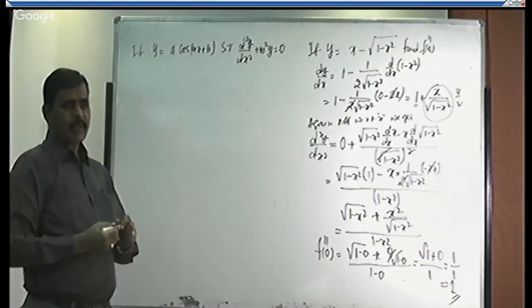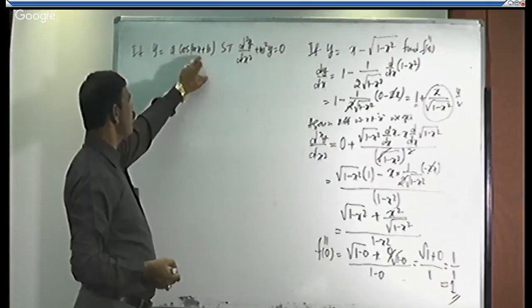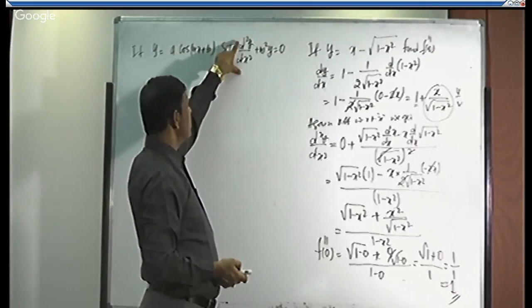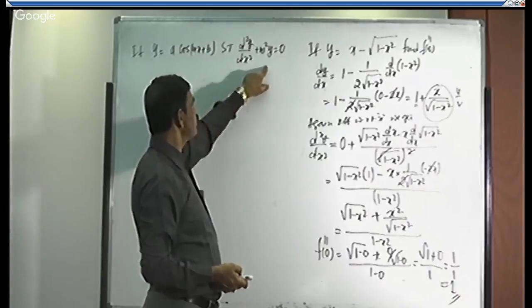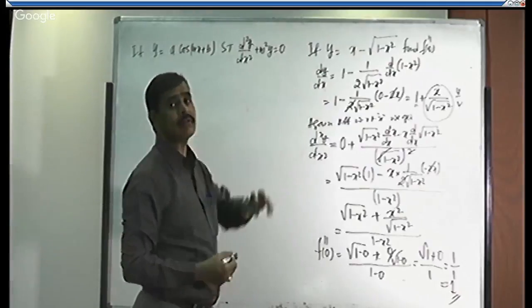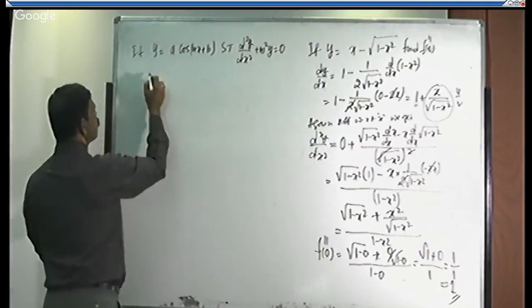They have given some equation, that is y is equal to a into cos mx plus b. With that we have to get this equation, d square y by dx square plus m square y is equal to 0. You just simplify it 2 times. Let us see after that.